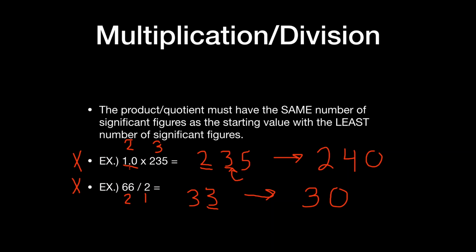Alright, so multiplication and division, you want to have the same number of Sig Figs as the least number of significant figures in the question. Alright, that's multiplication and division.